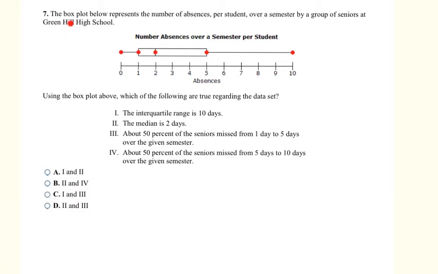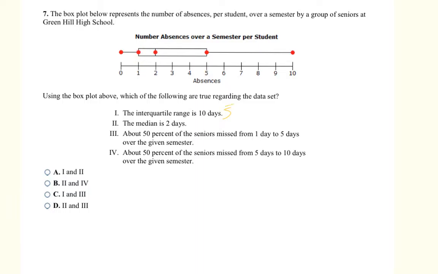Here, number 7, the box plot below represents the number of absences per student over a semester by a group of seniors at Green Hill High School. Using the box plot above, which of the following are true regarding this data set? So the first one is saying the interquartile range is 10 days. To find the interquartile range, you subtract the end of the box from the beginning of the box. So it ends at 5 and begins at 1.